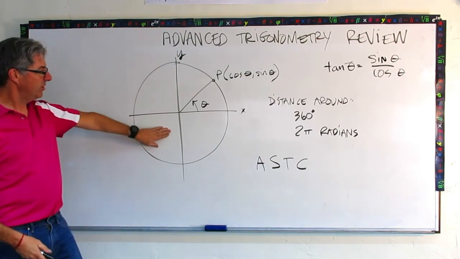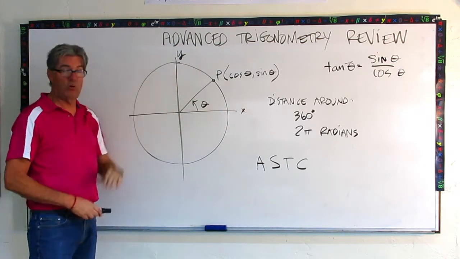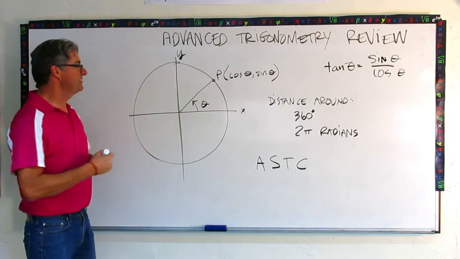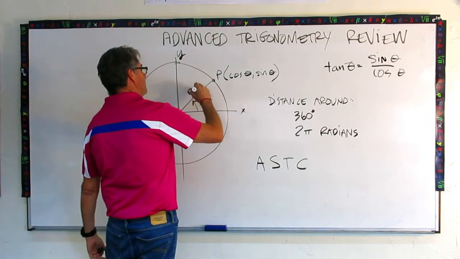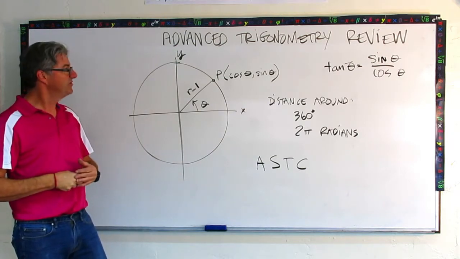Okay, the unit circle is a circle centered on the origin of the coordinate plane, the xy coordinate system, and it has a radius of 1. R equals 1. And that makes for some interesting things that we can do with this unit circle.